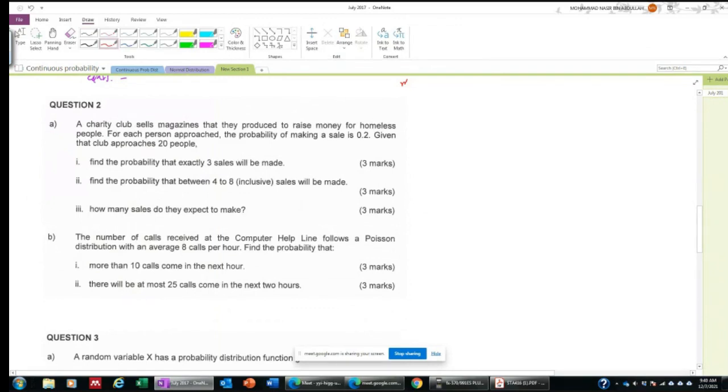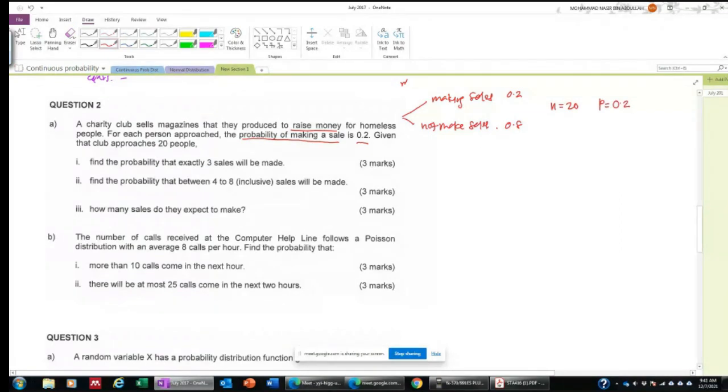A charity club sells magazines that they produce to raise money for homeless people. For each person approached, the probability of making a sale is 0.2. So in this problem, we have 2 options, either making a sale or not making a sale, right? So the probability of making a sale is 0.2, and the probability of not making a sale is going to be 0.8. Given that the club approached 20 people, we have n equal to 20. So the probability of success is 0.2.